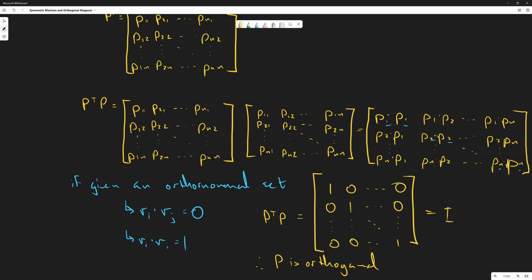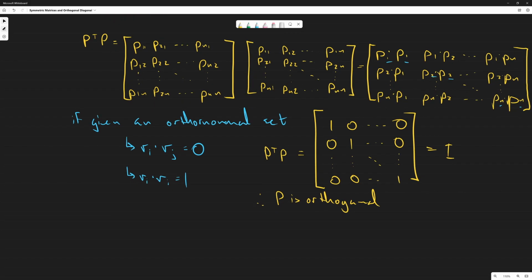And because P is orthogonal, its transpose is also the inverse. Because we know for a fact that if we have a square matrix and multiply it by its inverse, we get the identity matrix. And because the transpose also gives us the identity matrix, the transpose is also the inverse matrix. And that's pretty much it for the proof of this video.